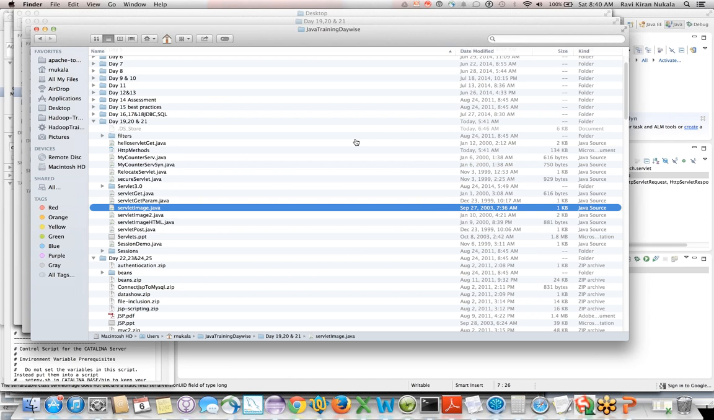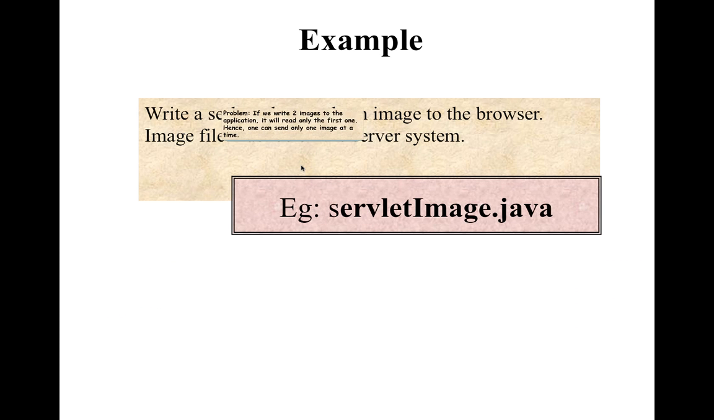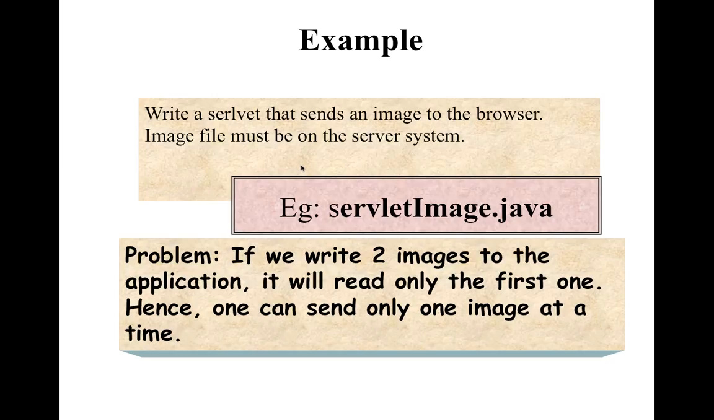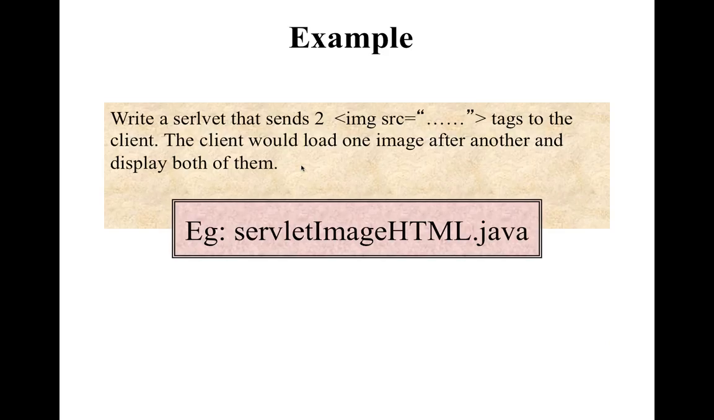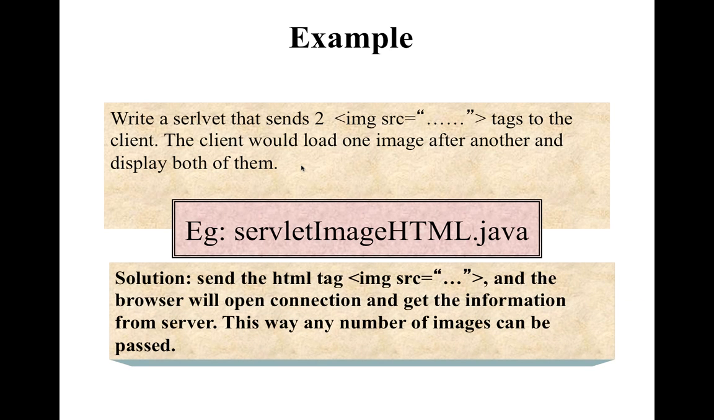That's good. So you know how to read a servlet image, and then if we write two images to the application, it will read only the first one. Hence, one can send only one image at a time. But if you want to send two images, you have to write code to handle two images. So I will upload these, like write a servlet that sends two image tags to the client. Okay, so I'll upload these and run the examples.